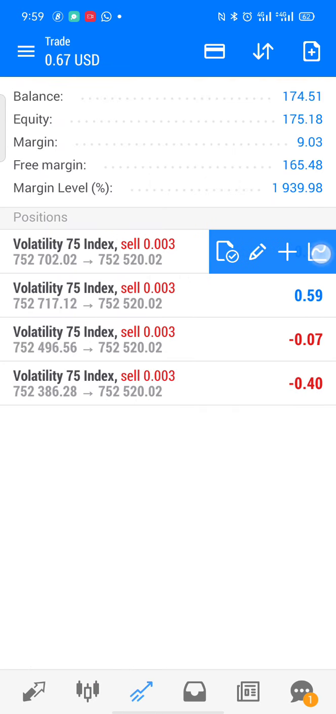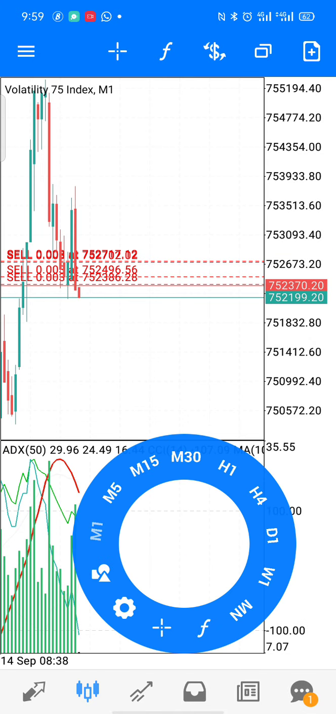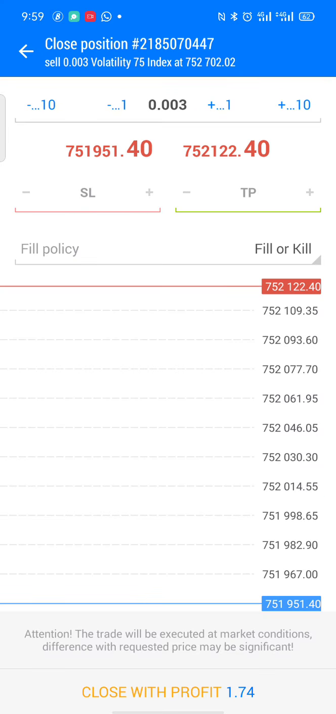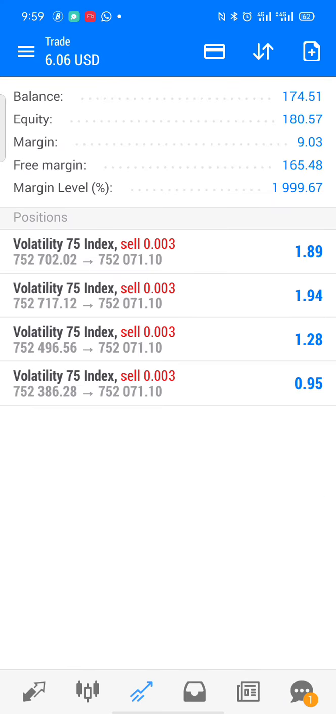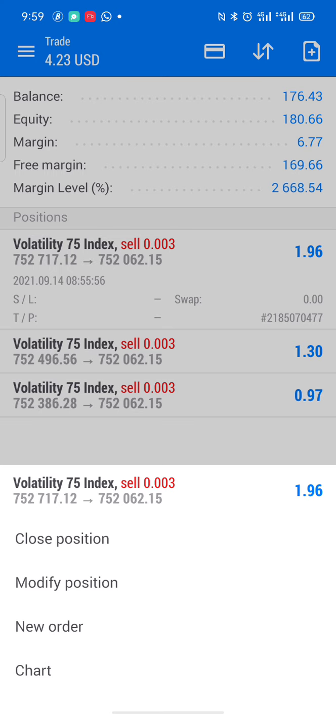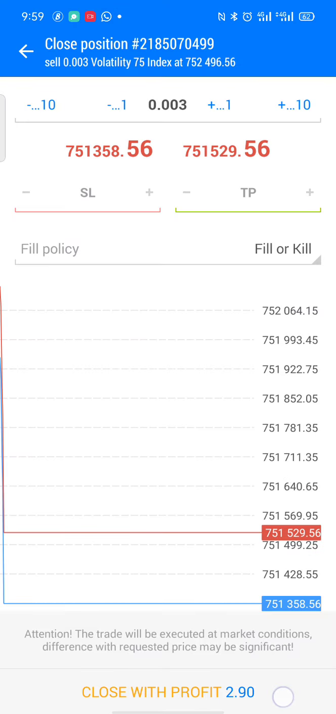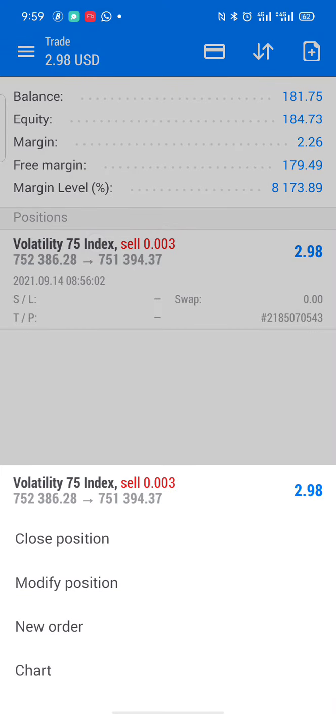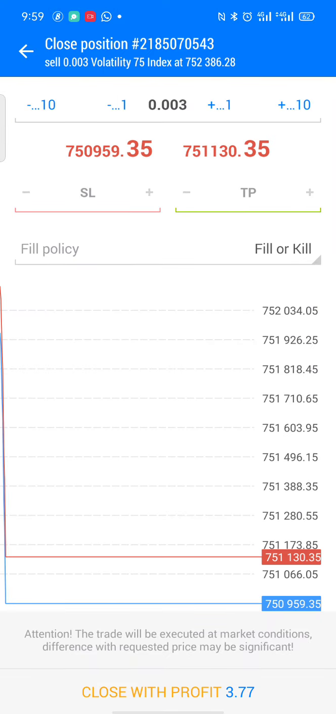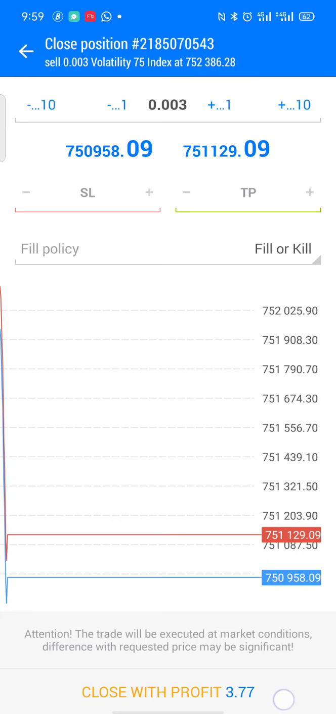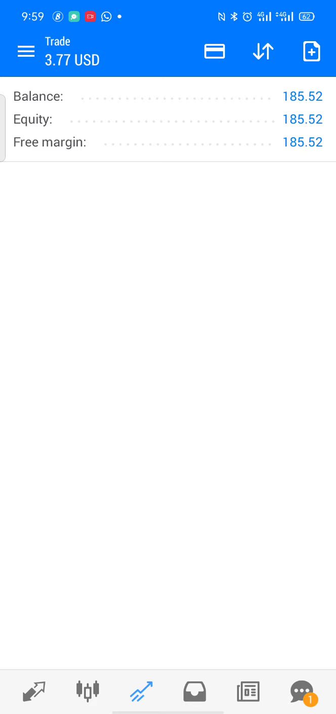Okay, so guys, you can see scalping Volatility 75 on profit. So I'm taking profit right now, guys. Taking my profit massively and continuously. See, I'm keeping this last one and I've taken profit. So guys, this is how I just play around the market and make profit.